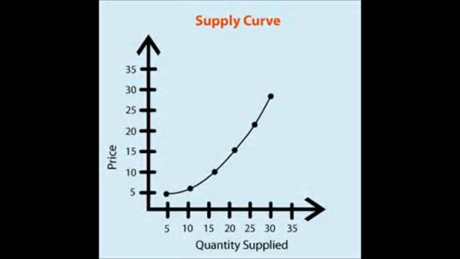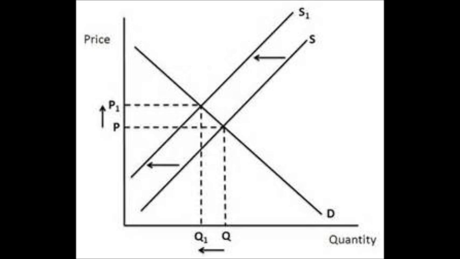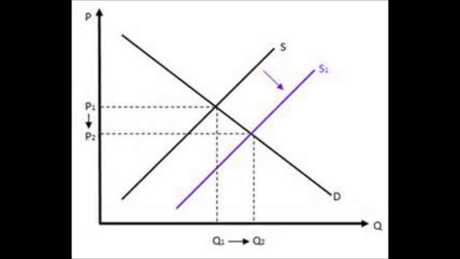The law of supply states that the price and quantity supplied move in the same direction. When there is a decrease in supply, the supply curve shifts to the left. Now, when there's an increase in supply, the supply curve moves to the right. Now, let's talk about what causes that shift.